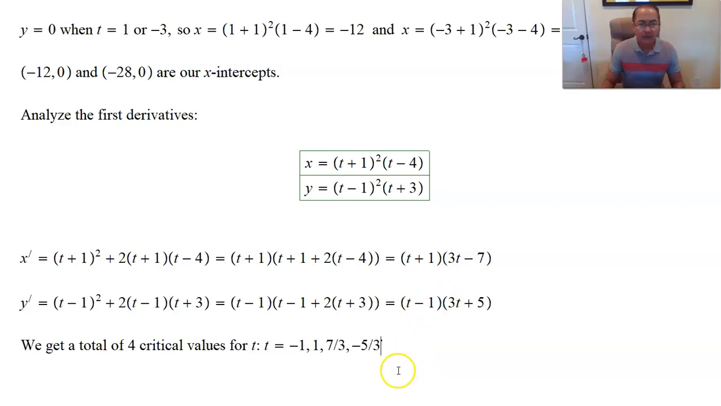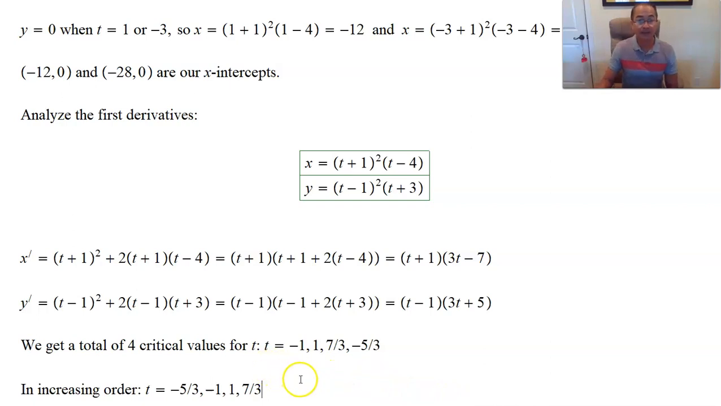Okay, so we can list them in any order that we want. Not quite, because on the chart we want them to be in increasing order. So in increasing order, who is leftmost? I believe it's minus 5/3, followed by minus 1, followed by positive 1, and lastly positive 7/3. Not 73. 7/3.